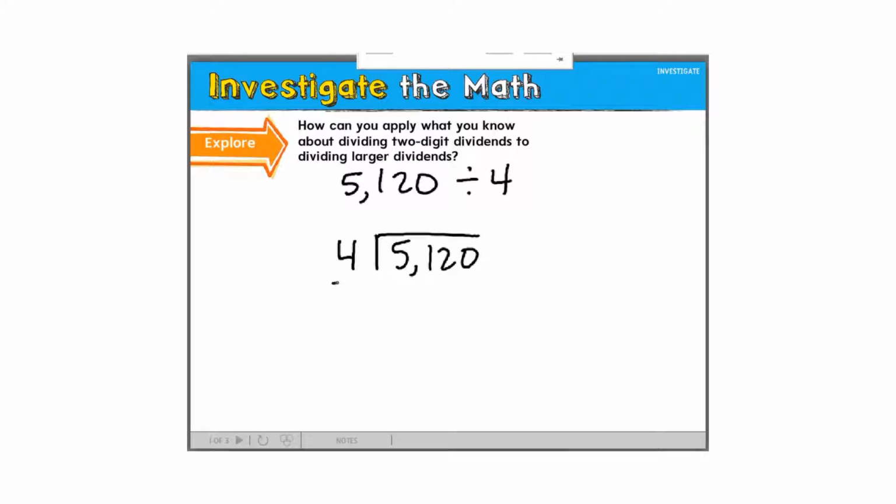Watch. 4 fits into 5 once. 1 times 4 is 4. Subtract and we get a 1. Bring down and we get 11. So 4 goes into 11 twice. 2 times 4 is 8. When I subtract, I get a 3. Bring down the 2. So now it's 4 into 32. 4 fits into 32.